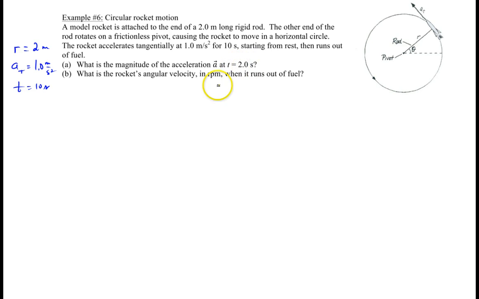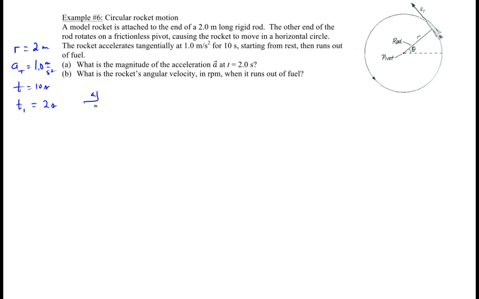However, in part A, we're asking for the total acceleration, we'll call that a_T1, at 2 seconds. So we want to know what the total acceleration is at some point while it's accelerating, but it hasn't run out of fuel at that point. There are so many things that we can ask in this question, but let's deal with what the problem's asking here. In part A, we're asked to find the total acceleration.